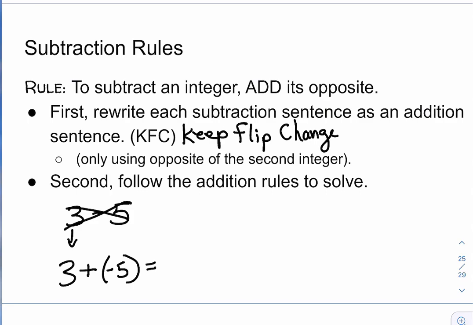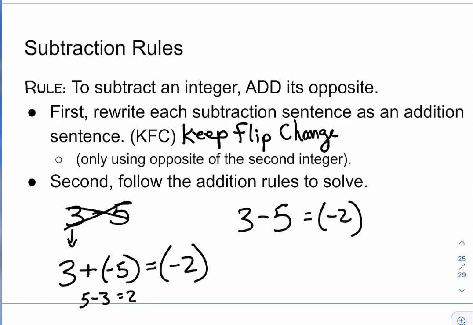With the addition rules, you remember the second rule: if the signs are opposite, then you subtract and keep the sign of the larger integer for the answer. So 5 subtract 3 is 2, and 5 is the bigger numeral, so it's going to be negative 2. So what this all means is 3 subtract 5 is equal to negative 2. Or another way to look at this is 3 subtract 5 is equal to 3 plus a negative 5.